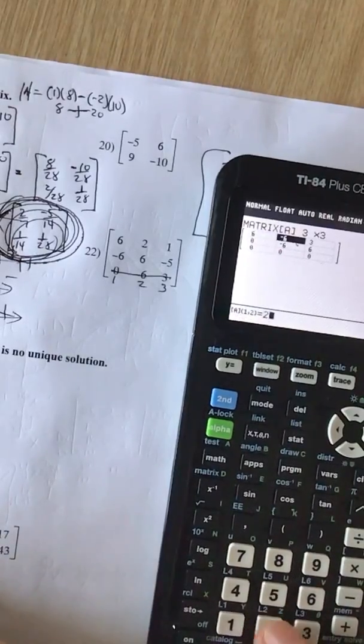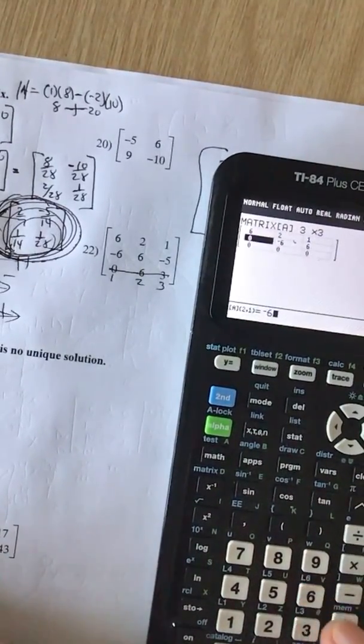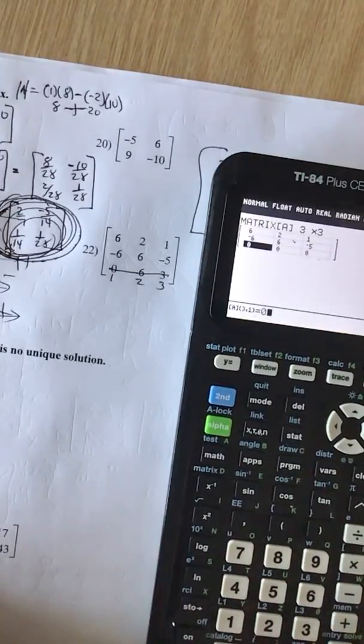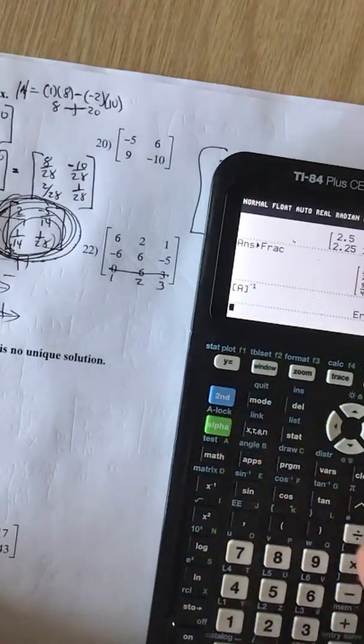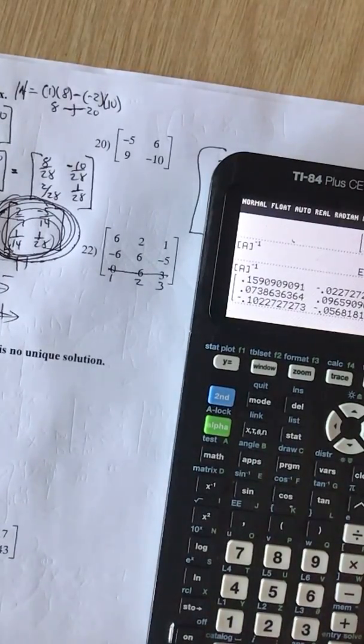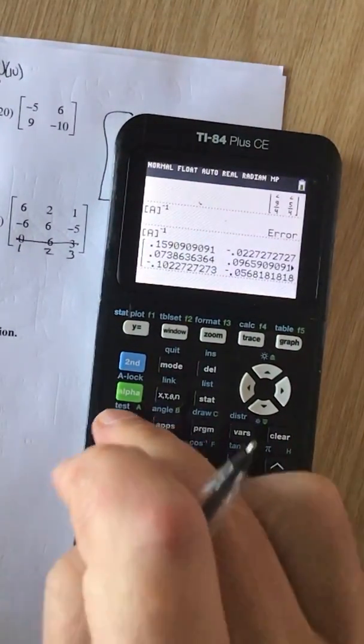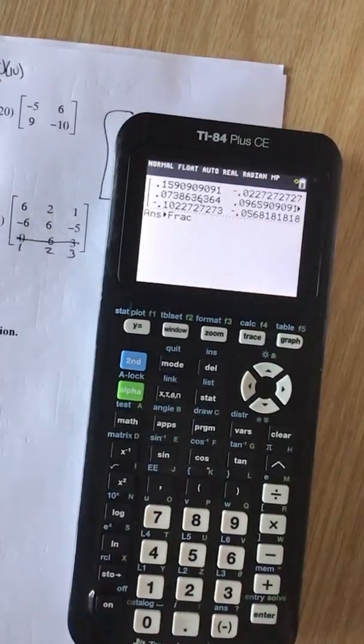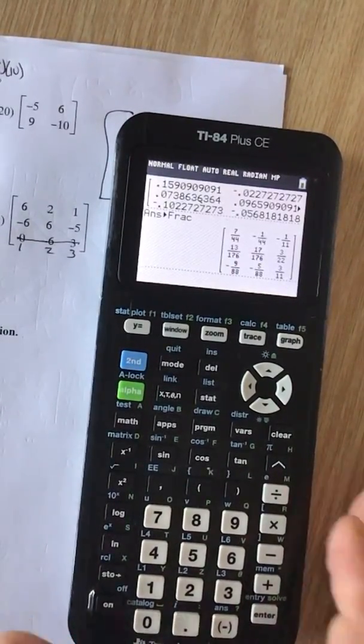Okay, 3 by 3. I'm going to put that in quick. 6, 2, 1, -6, 6, -5, 1, 2, 3. Second matrix inverse. Do we have an inverse? Yes. So I'm going to put that back to fractions.